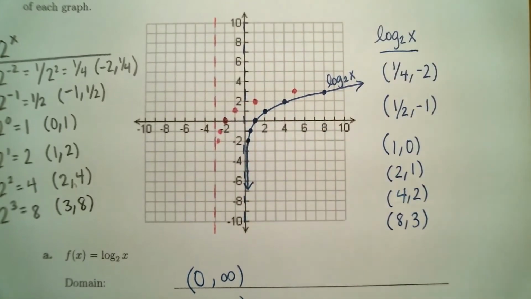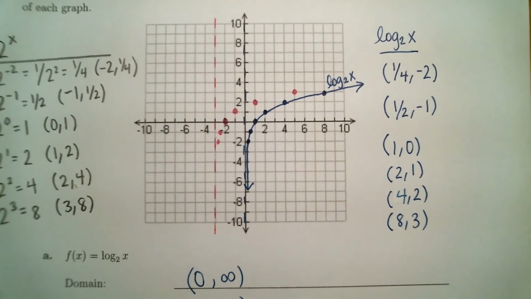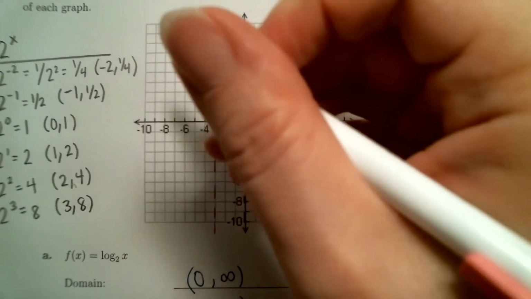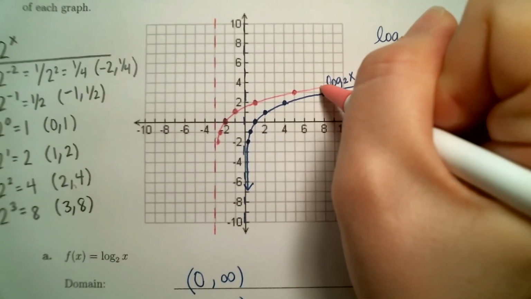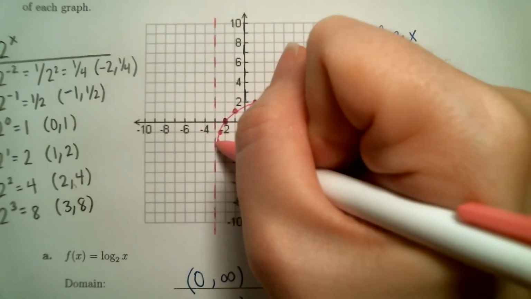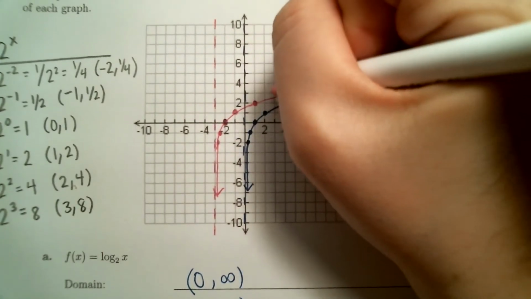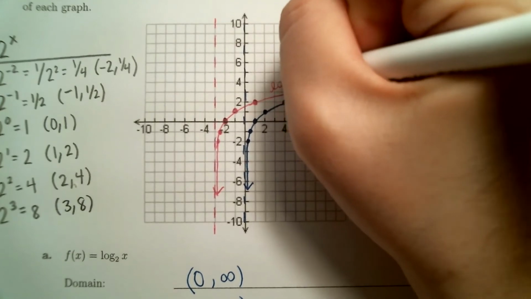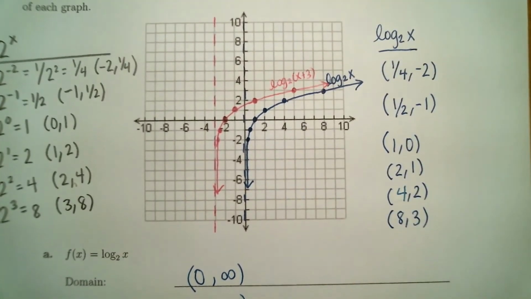All right, so that's what your graph should look like. Your points, you're going to connect the dots. You're going to have the same basic shape as the original graph. So you're going to have a slow climb in this direction, and then this side will get closer and closer to the vertical asymptote. So this graph is going to be log base 2 of (x plus 3). That's what it looks like.